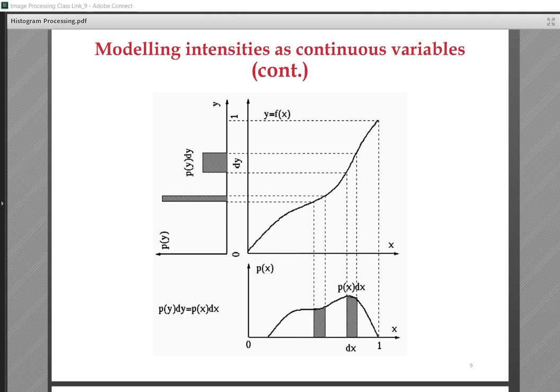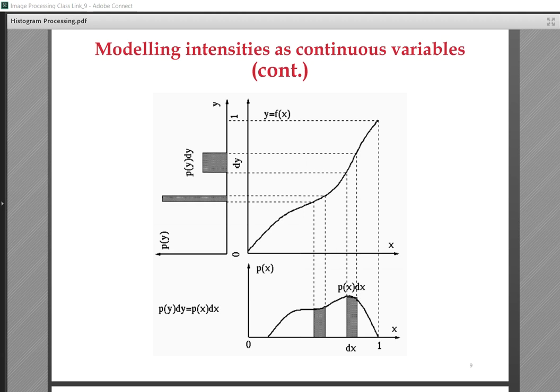While Mrs. Dalal is typing, I continue. This is PXX or PRR, the range of R, and this is PSS, or PY. This is S. You know that this area, PX dx, is equal to this item, all of this is PYY dy or PSS ds.